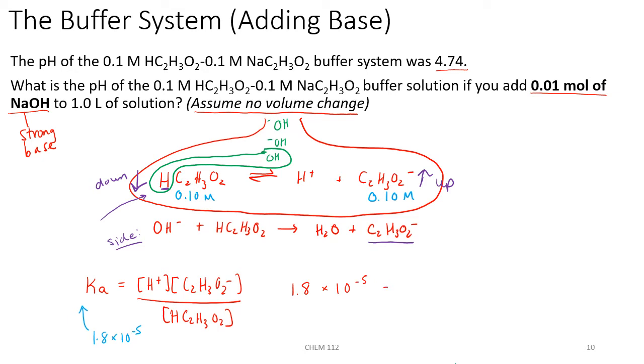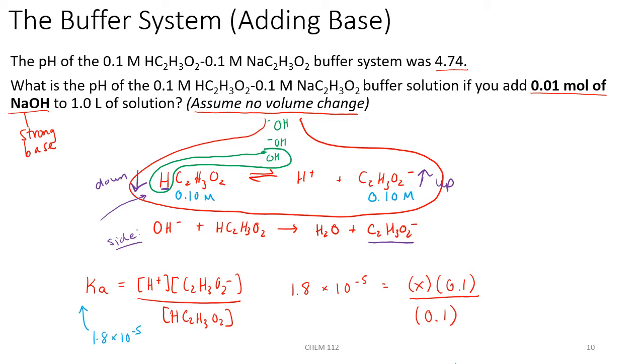And we had some simplifying assumptions we could make. Hydrogen ended up being X. The acetate concentration was 0.1 initially, and it would have been 0.1 plus X, but we ended up ignoring that plus X. And the acetic acid would have been 0.1 minus X, but we also ended up ignoring that X. So it kind of reduced down to something like this in that previous problem that we did.